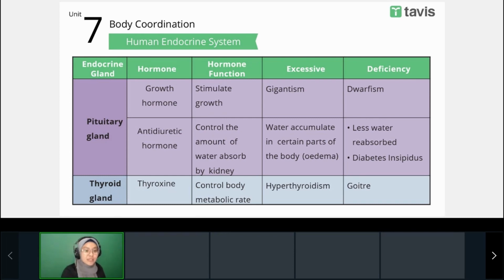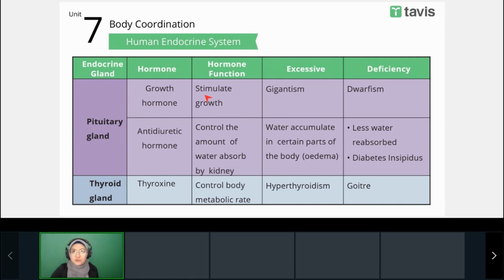Now, without further ado, let's go a bit to body coordination. When we talk about body coordination, please bear in mind the human endocrine system. What is the human endocrine system? It comprises glands. Our body has glands, which comprise the pituitary gland. What hormone does the pituitary gland secrete? Growth hormone. Why?